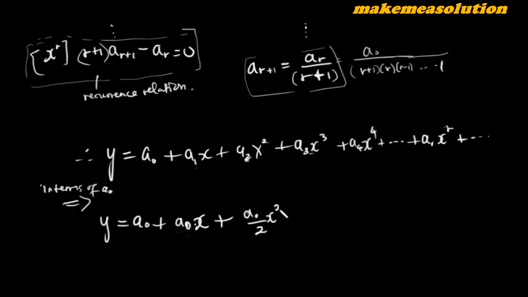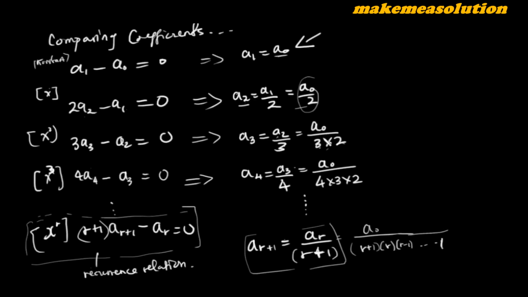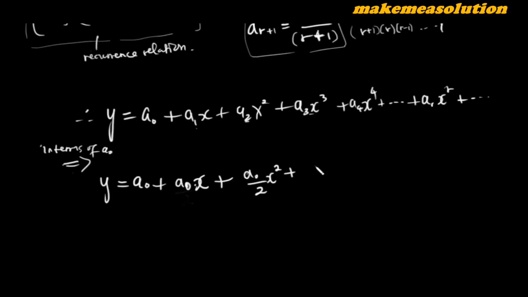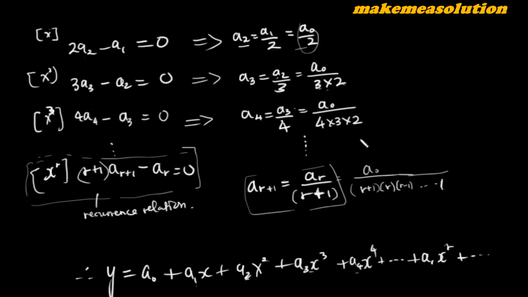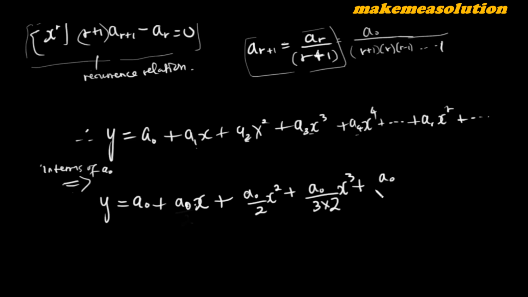squared. Then A3 is A naught over 3 times 2. You now have x cubed. Then A4 is what? A naught over 4 times 3 times 2. You have A naught over 4 times 3 times 2. Then you now have x to the 4. It keeps going. So your Ar will be A naught x to the r, then you now have perhaps r times r minus 1 times dot dot dots up to 1, or up to 2 rather.